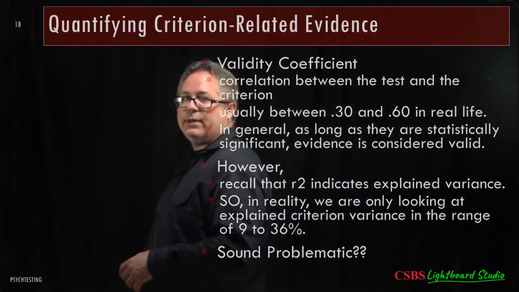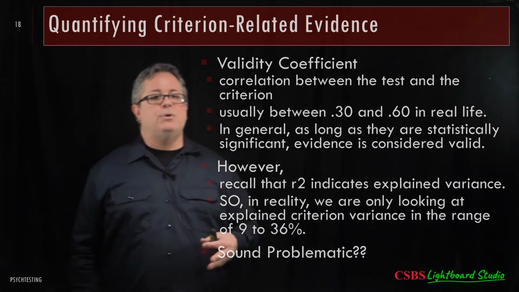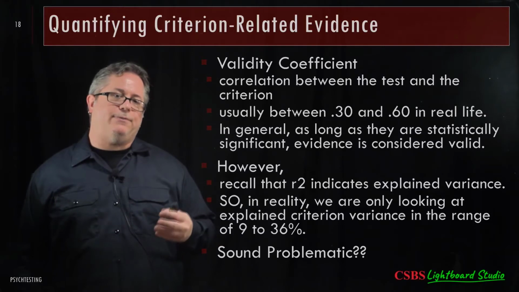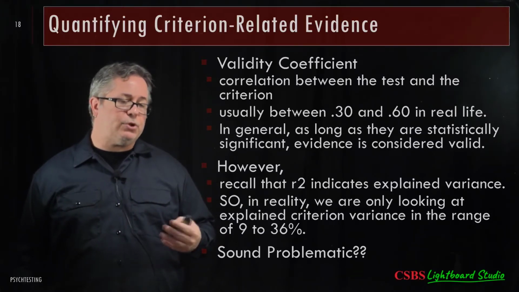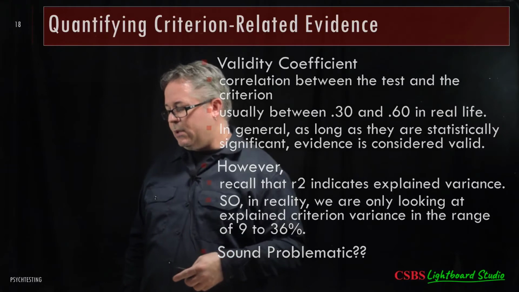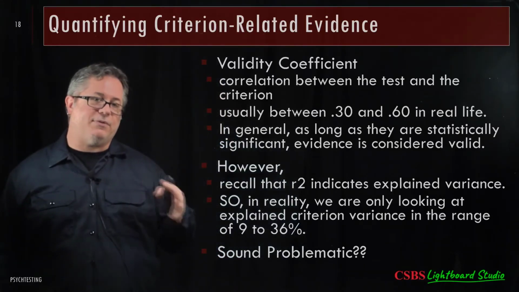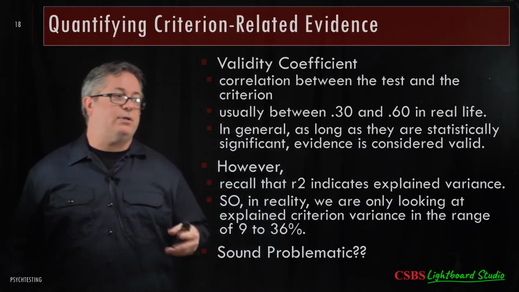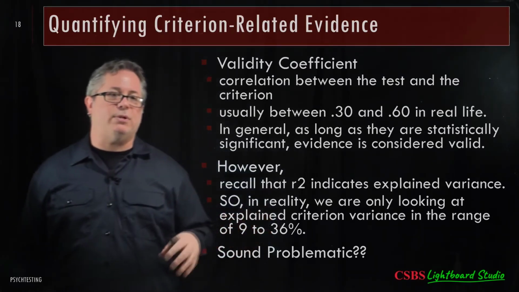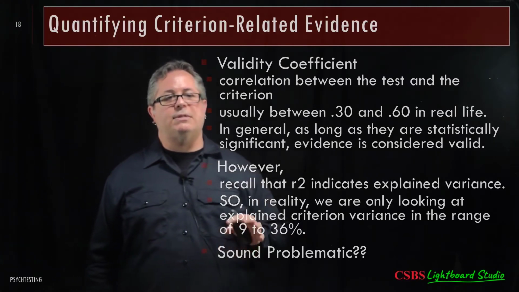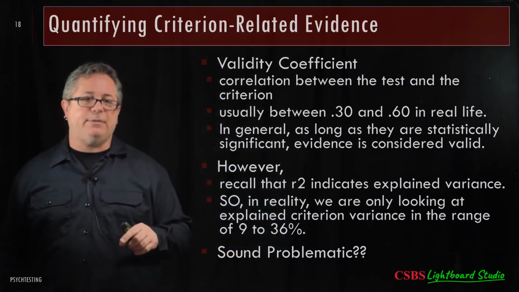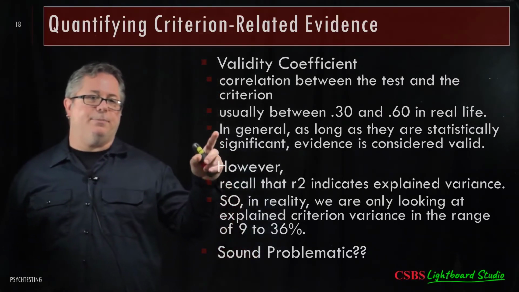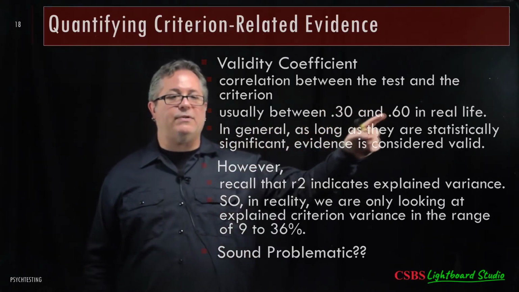So, quantifying criterion-related evidence. We can actually compute validity coefficients the same way we do with reliability. If we find a criterion to use, which sometimes can be difficult, to have an external concrete criterion, the correlation between the test and the criterion will tell you how valid it is. Usually between 0.3 and 0.6 in real life. In general, as long as they are statistically significantly related, the evidence is considered valid. So remember that, usually between 0.3 and 0.6. So this is not as high as reliability.